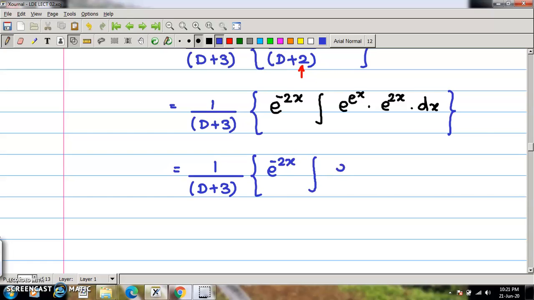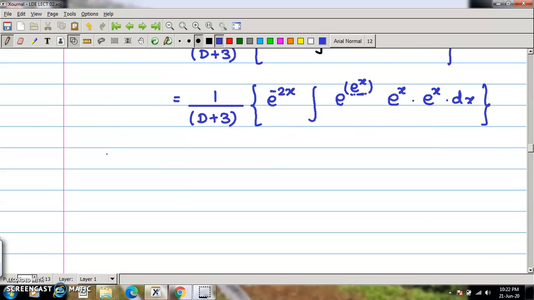We can do one adjustment so that we can evaluate this integration. Since this is not a standard exponential function, we cannot integrate this function because of this e raised to x. So we have to substitute e raised to x equal to t. Then e raised to 2x can be written as e raised to x into e raised to x into dx. So we use substitution. We put e raised to x is equal to t. If you differentiate both sides, e raised to x into dx is equal to dt.